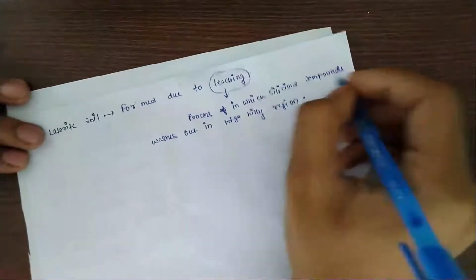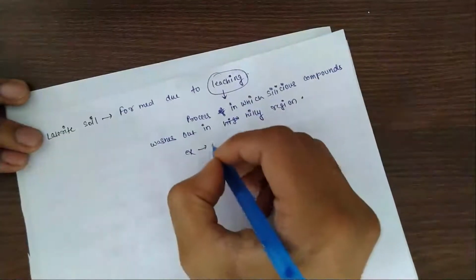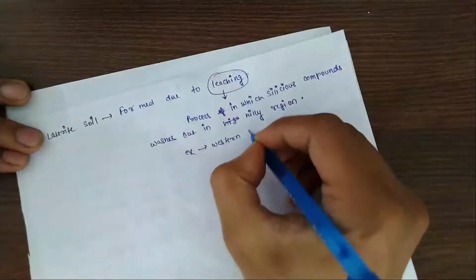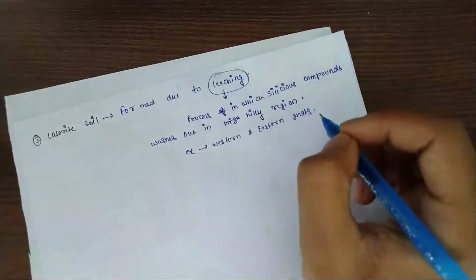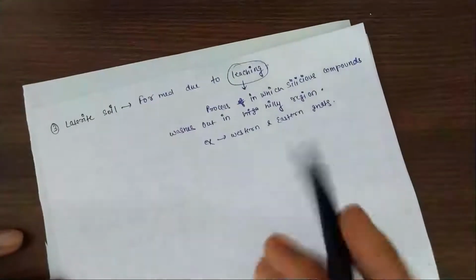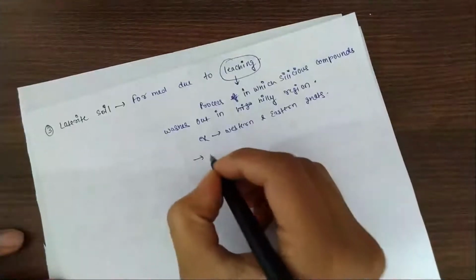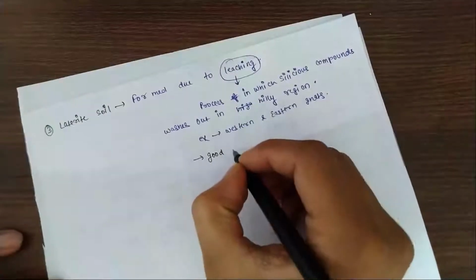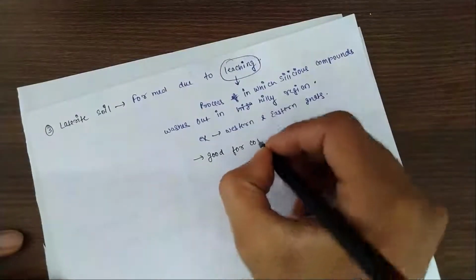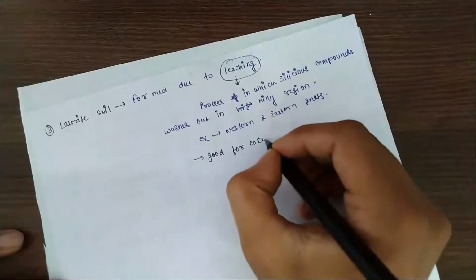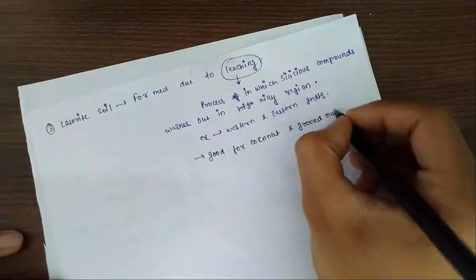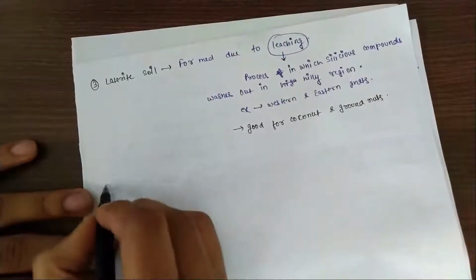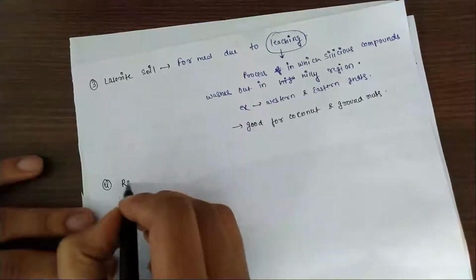For example, if we take the Western and Eastern Ghats. This type of soil is good for coconut and groundnuts. Now the fourth type of soil is red soil.